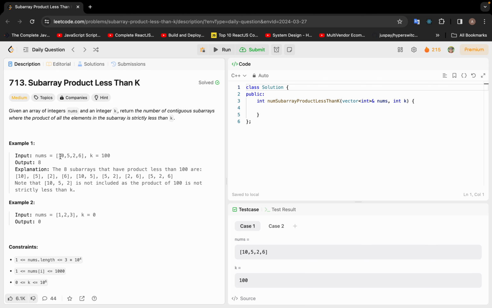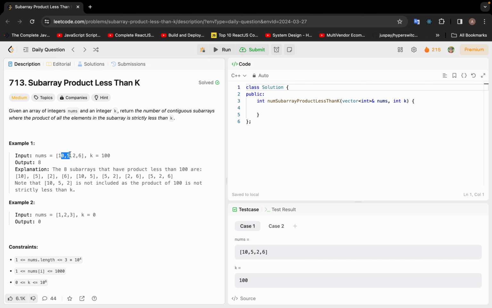So the first is 10, 5, 2 and 6. These single-element subarrays have product less than 100, right? Then again 10, 5 is 50, which is again less than 100. This is 5 and 2, this is again less than 100. This is 2 and 6, this is again less than 100. Again 5, 2, 6 is less than 100, but if we multiply all 10, 5, 2, it becomes 100, which is not less than k, it is equal to k.